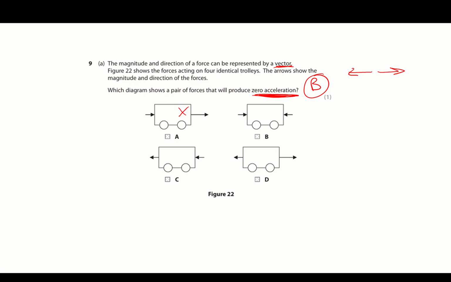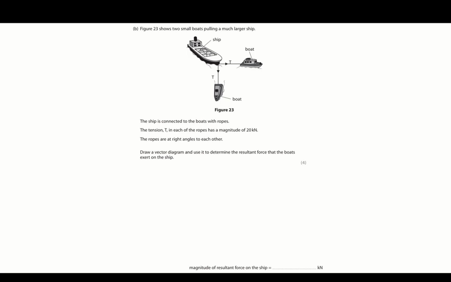A's garbage. We've got 2 going to the right. B looks pretty good to me. Let's just rule out the others. C's garbage. They're both moving to the left. And D, that arrow is bigger than that arrow. It can't be that. So it is B. Going on to the next part.